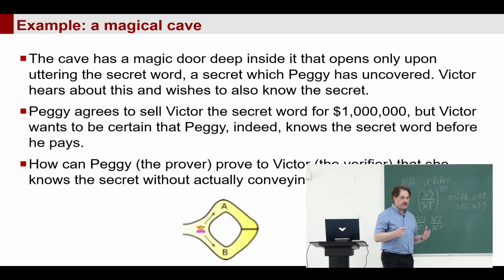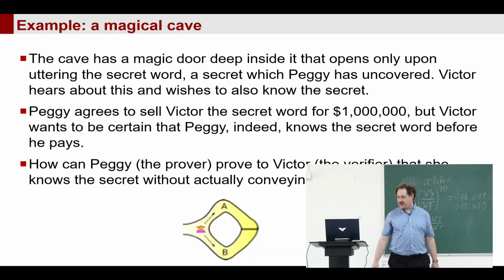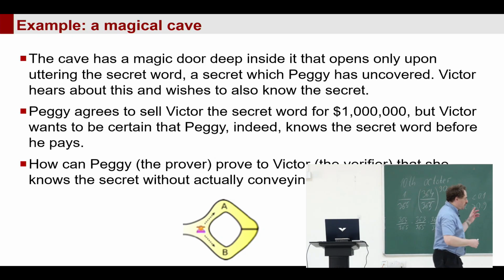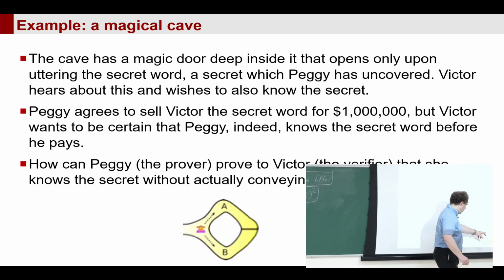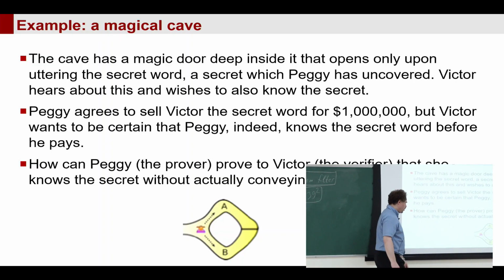However, before Victor is willing to pay that much money, Victor wants to make sure that Peggy does know the word, that Peggy is not cheating. How can Victor get convinced that Peggy knows the word without learning the word? So here's the system to do it. Just to make sure, that's the shape of the system: the magic door in the middle opens only when you know the word.